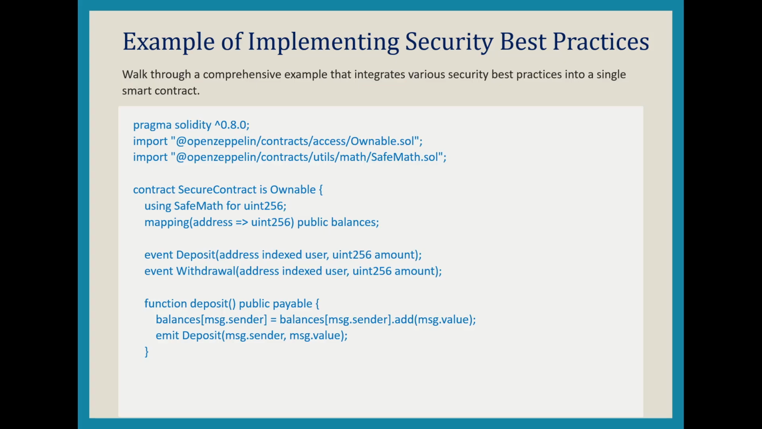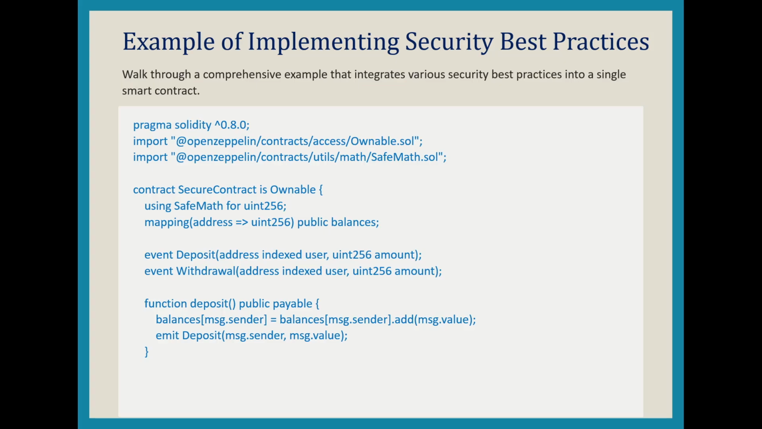Next is what you have already got used to, the contract declaration. It defines a contract named SecureContract. The using directive, like I told, enables the usage of the SafeMath library for uint256 operations within the contract, right? Now we have the state variables. balances is a mapping that associates addresses with their balances. It stores the Ether balance of users.